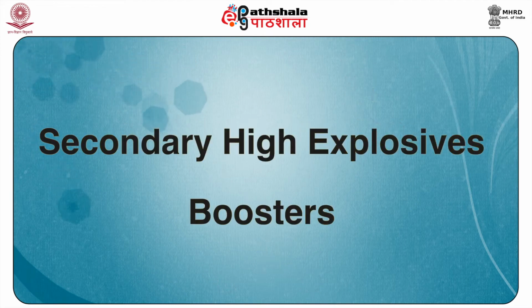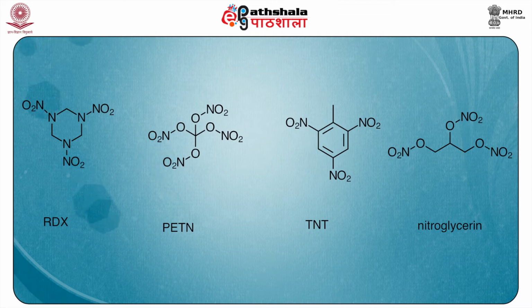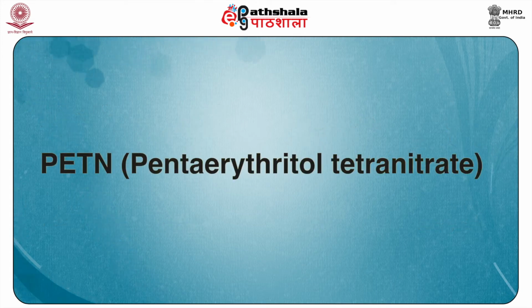Secondary high explosive boosters. An explosive booster acts as a bridge between a low energy explosive and a low sensitivity explosive such as TNT. It increases the explosive shock wave from an initiating explosive to the degree sufficient to detonate the secondary charge. PETN and RDX are categorized as boosters. PETN, pentaerythritol tetranitrate.